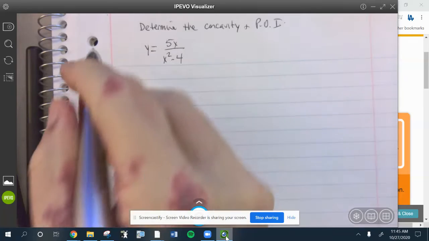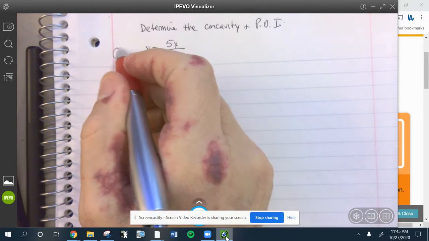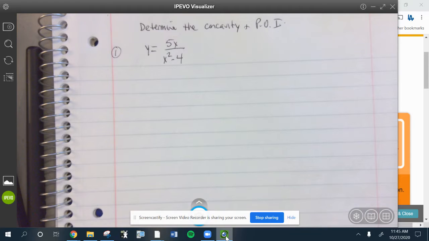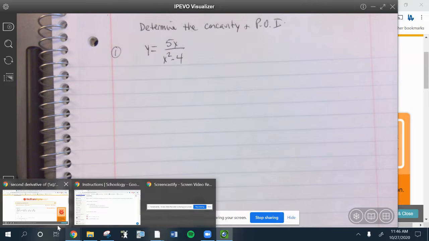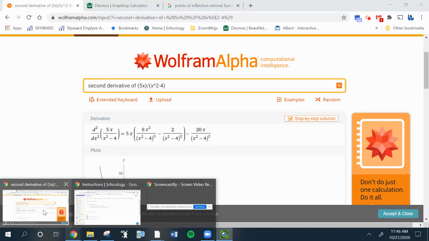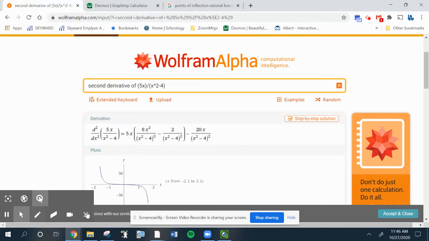Okay, so here's a rational function that we're going to determine the points of inflection and concavity for. So you're going to have to take the second derivative. If you're a little rusty on derivatives, I would suggest you go ahead and do that. Pause this video and do it if you think you're good or lazy.